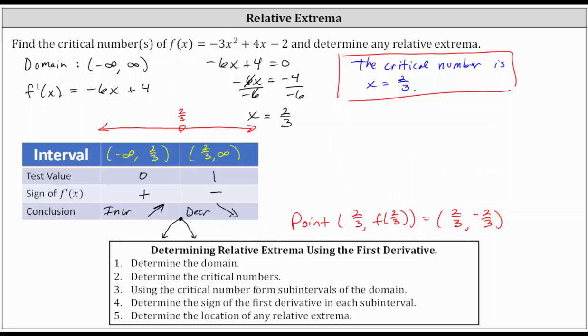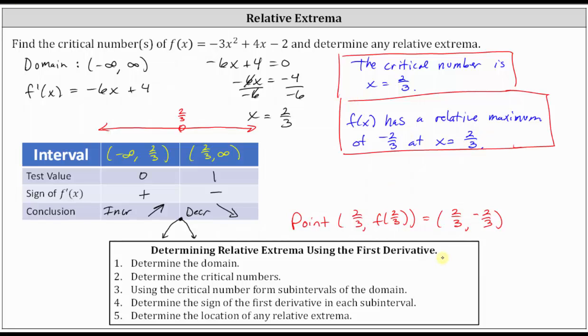So we can say f of x has a relative maximum of the y value of negative 2/3 at x equals 2/3. So again, f of x has a relative maximum of negative 2/3 at x equals positive 2/3. So the relative maximum value is the y value or function value, and the location is the x value.